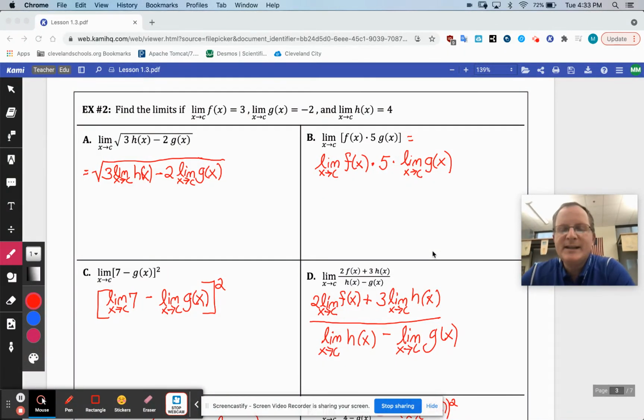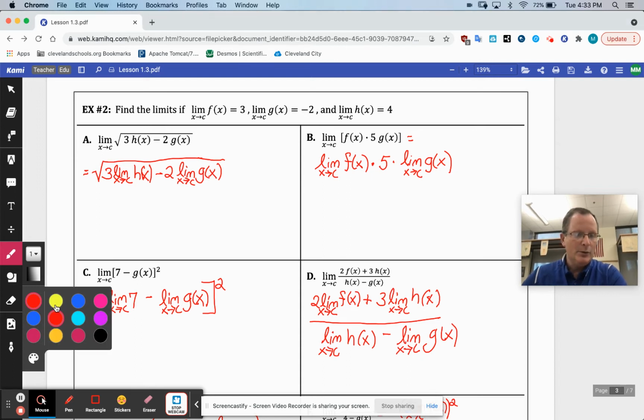Okay, so on example 2 and 3, I went ahead and wrote down the limit properties for each of the problems, and then we'll just pick it up from there. All right, so on A, let's go blue.